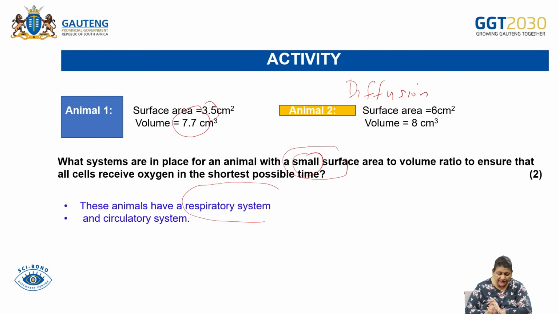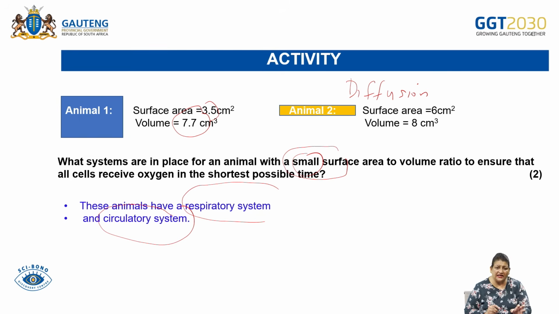And it will also have a very good circulatory or transport system, like your blood space, or like your tracheoles with little branching tubes, or like your bronchus and your bronchioles, and lots of blood capillaries to transport the gases. So animals with a small surface area compared to volume will have a very well developed respiratory system and a very well developed circulatory system, a blood transport system.